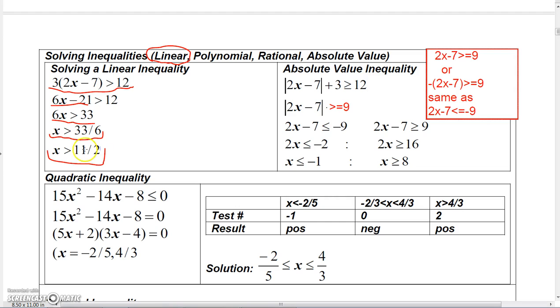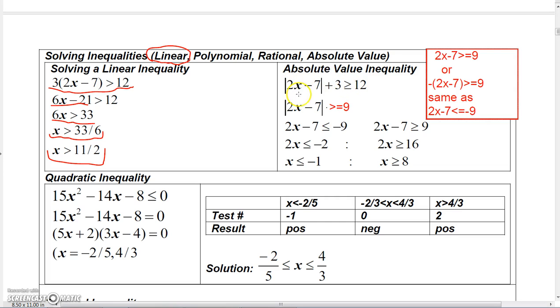Now, whatever the form of the inequality you start with, that's what you're going to keep. So if this is greater than, then here it would stay greater than. If it was greater than or equal to, then it would stay greater than or equal to all the way through. Or if it was less than, it would stay less than. If it was less than or equal to, it would stay less than or equal to. As long as you're not multiplying or dividing both sides of the inequality by a negative number, that would cause it to flip over. Okay, so that's basically a linear inequality.